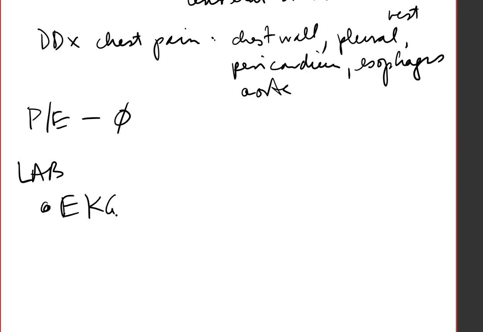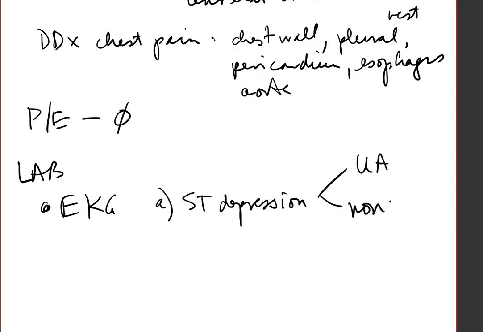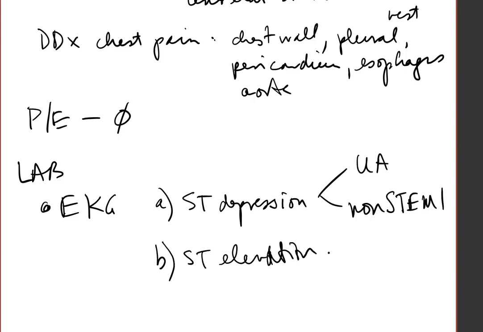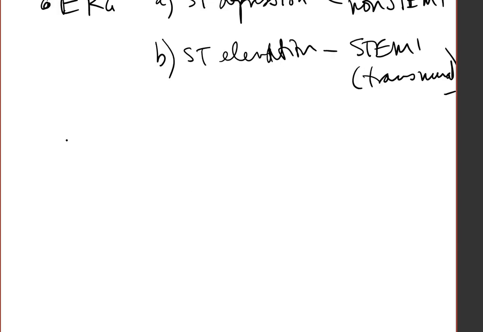The electrocardiogram is going to have two basic patterns that one is going to look at. The first is ST depression, and that will be seen in both unstable angina and a non-STEMI pattern of ischemia. And the second is ST elevation, which we will see therefore in a STEMI, ST elevation myocardial infarction, and that will be transmural. We can typically identify which artery is involved by the leads that are involved.